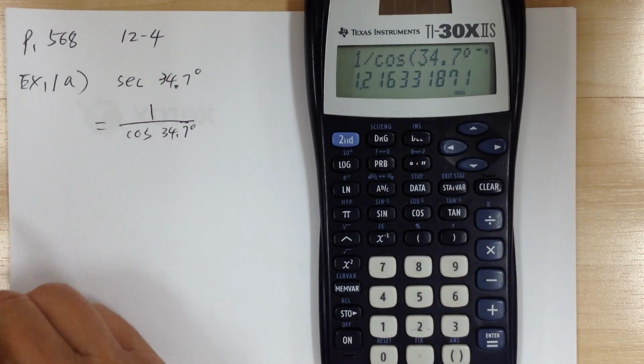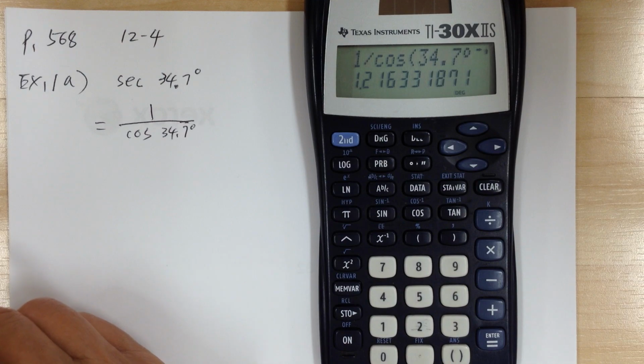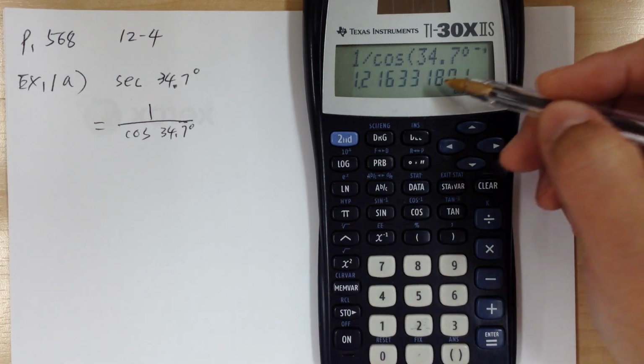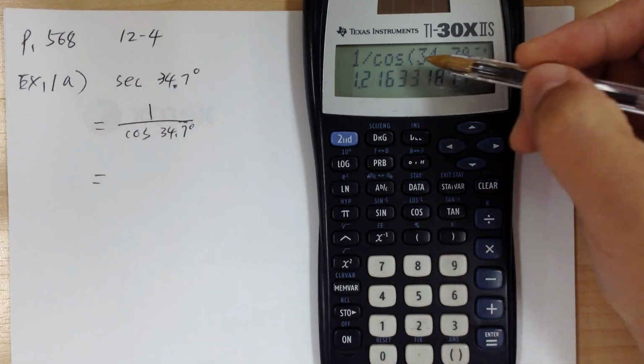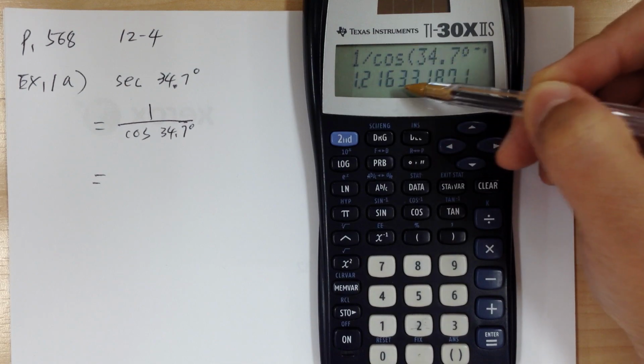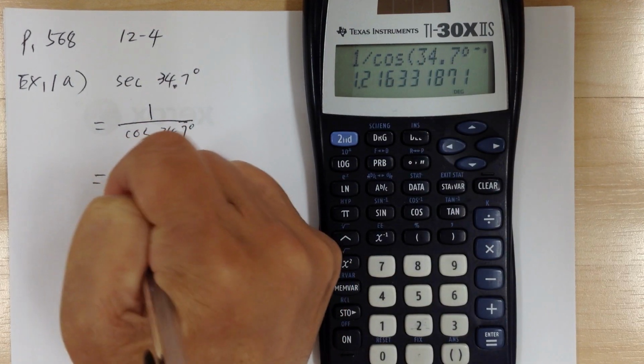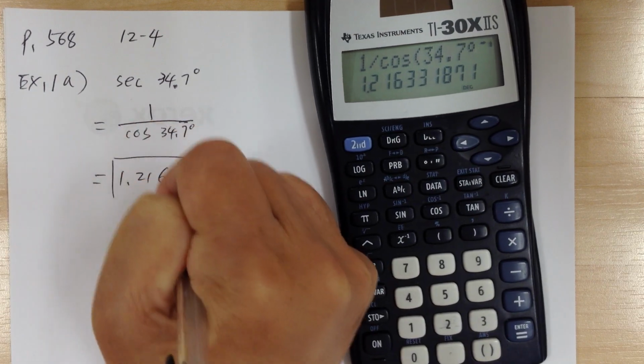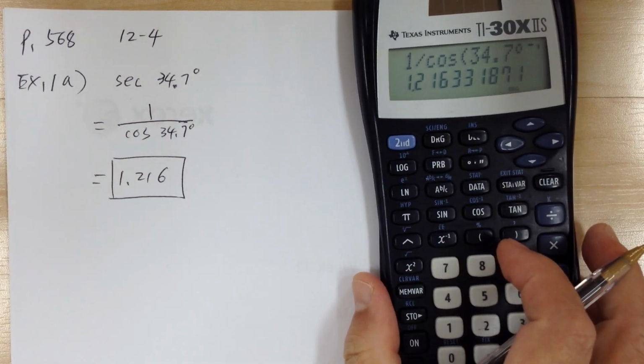Then the instruction asks you to find 4 significant digits. 4 significant digits means 4 digits, so you have to round off. It's 1.2163, so it's 4 digits, so it would be 1.216. Okay, so make sure you know how to use your calculator.